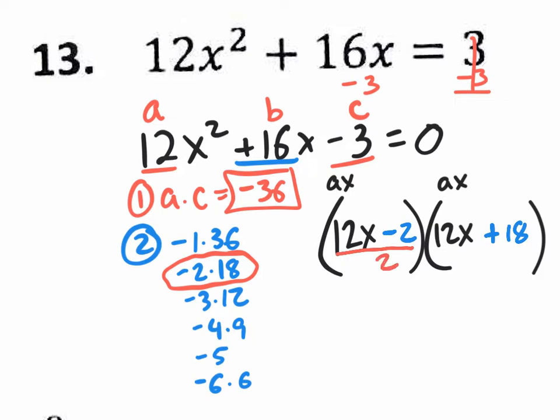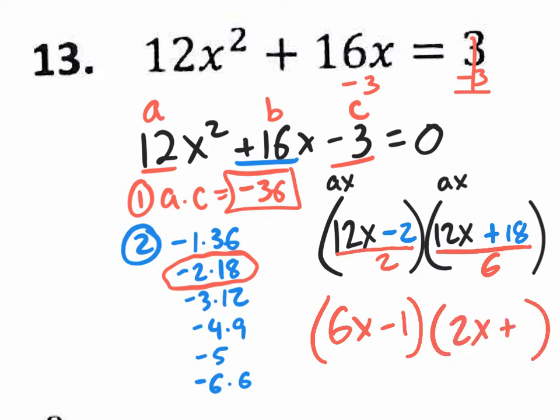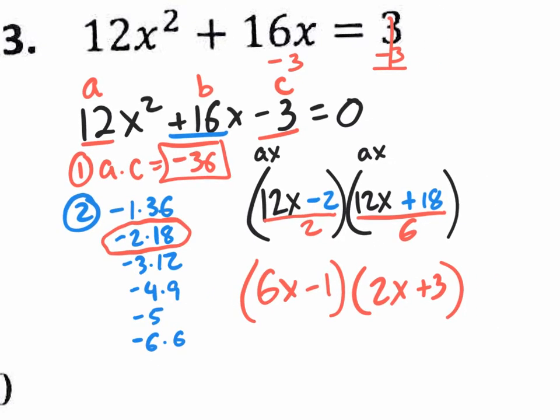I could divide both by 2, and I will get 6x minus 1. And on the other one, I could reduce both of them by what? 6, right? Some people say 3, but the greatest would be 6. And that'll be a 2x plus 3. So that's factored. However, this is an equation equal to 0. So I still need to set it equal to 0. Man, this is still pretty long, even with the shortcut. Maybe the quadratic formula would be best.